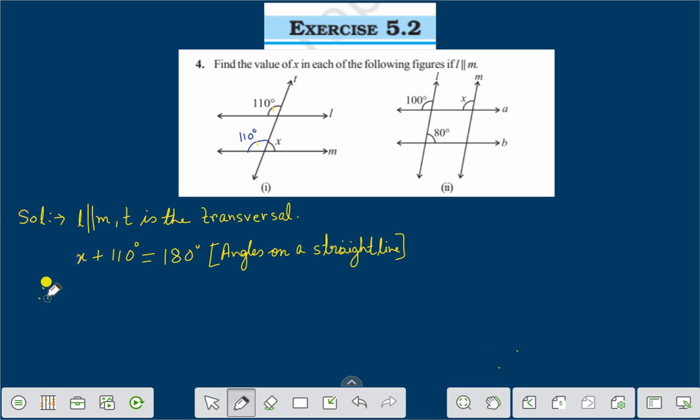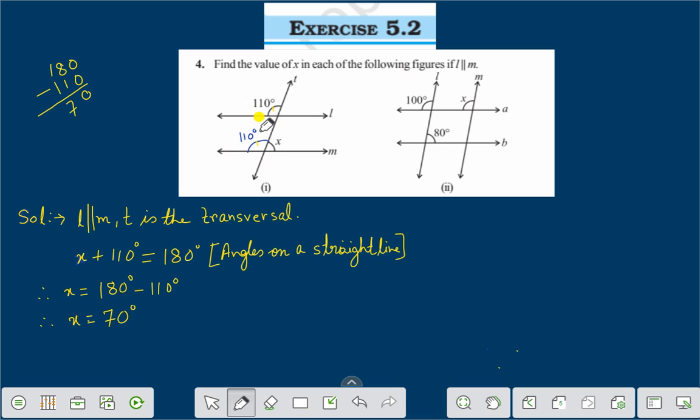Therefore x is equal to 180 degrees minus 110 degrees. If we subtract it, 180 degrees minus 110 degrees, that is 0, and this is 70. Therefore x is equal to 70 degrees. Therefore the value of x is equal to 70 degrees. This is for figure 1.